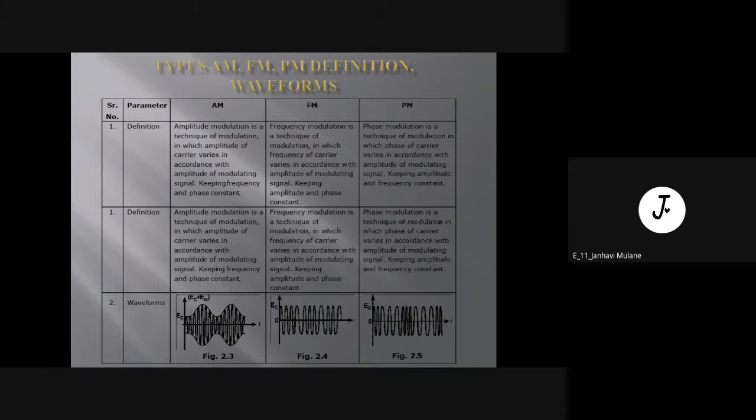FM, frequency modulation, is a technique of modulation in which the frequency of the carrier varies in accordance with the amplitude of the modulating signal, keeping amplitude and phase constant. PM, phase modulation, is a technique of modulation in which the phase of the carrier varies in accordance with the amplitude of the modulating signal, keeping amplitude and frequency constant. The figure below shows the waveforms of the three types of modulation.